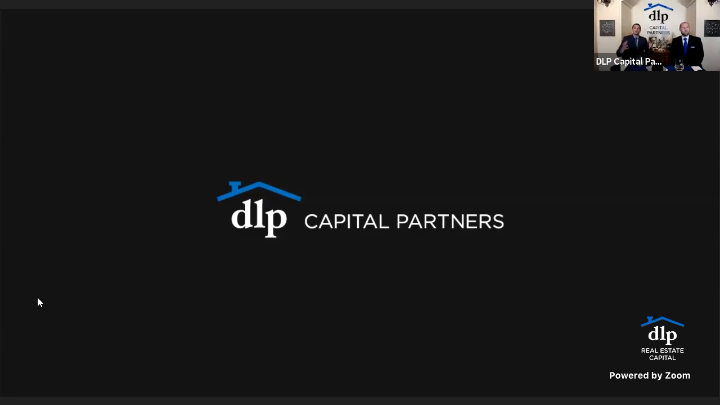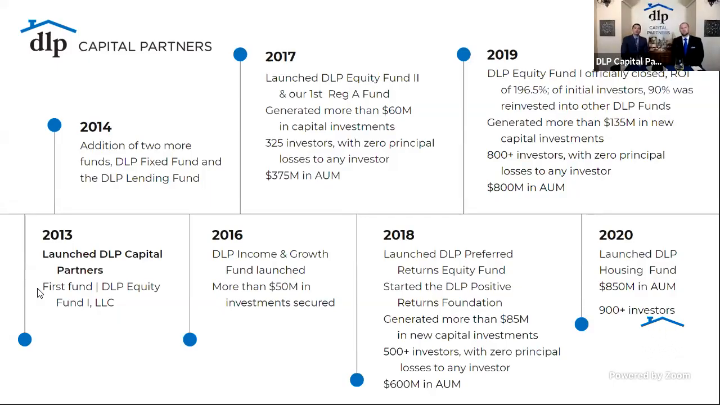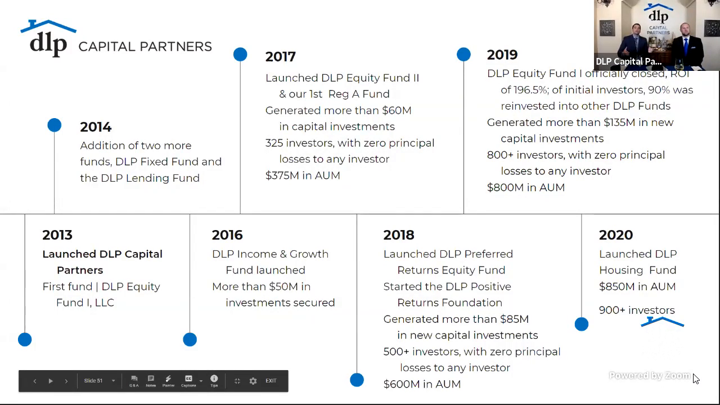Awesome. Thank you, Larry. Love to. DLP Capital Partners is the investment arm here at DLP. This is the engine that drives DLP. These are the investment funds that you invest in. This all started back in 2013 with the launch of our first fund, the DLP Equity Fund. You'll see that growth, launching 8 funds over these past 8 years, and the growth in investors, starting with a very small number, many of whom are with us here tonight, to where we are today with more than 900 investors, more than $850 million in assets, and launching our newest fund, the DLP Housing Fund, which I'll talk about in a moment.